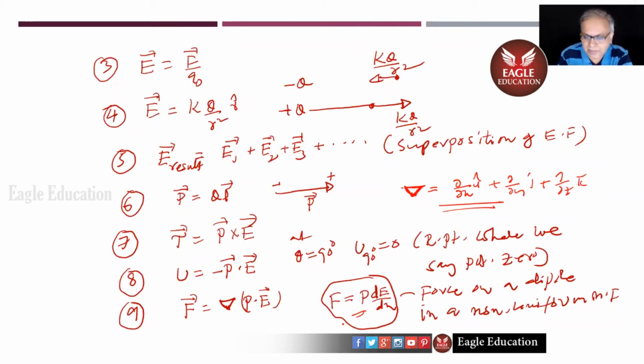Are you writing along with me? Force on a dipole in a non-uniform electric field. Here, that is dipole moment into rate of change of electric field with distance. This is dx.